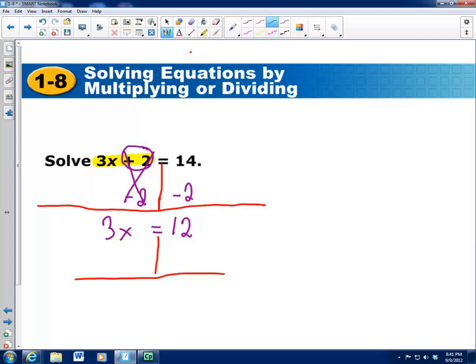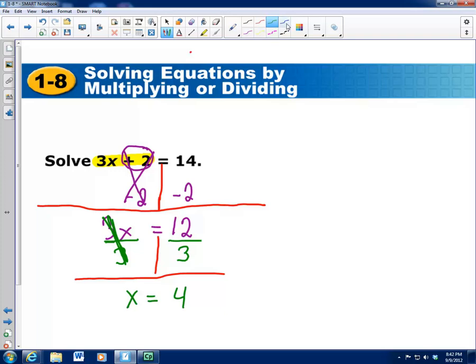Now I have to get rid of this 3 right here by dividing. Okay, and I'm going to show that with the fraction bar. It's the first time I showed it to you that way, but remember it means the same thing. So I'm going to divide both sides by 3. Well, my 3's cancel each other out, which leaves me with x equals 12 divided by 3 is 4. So I know the x is 4.